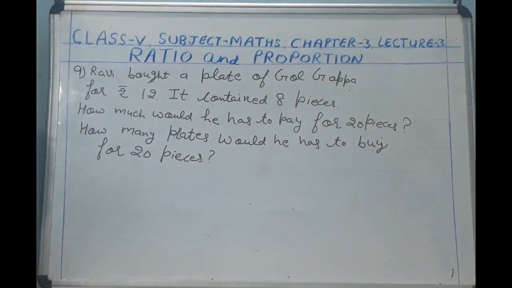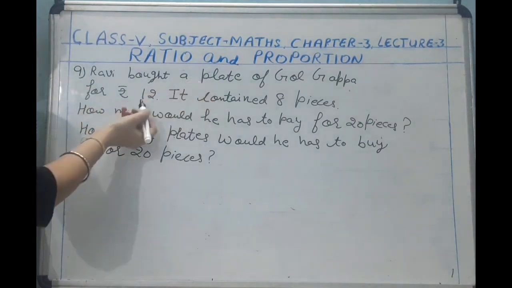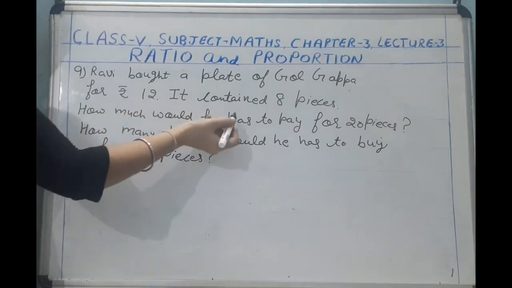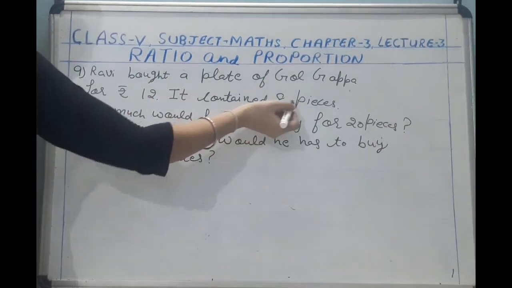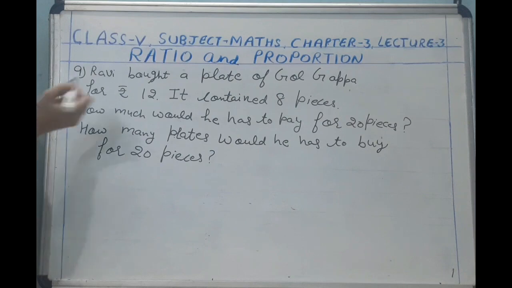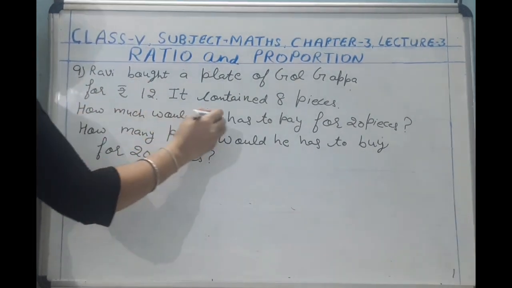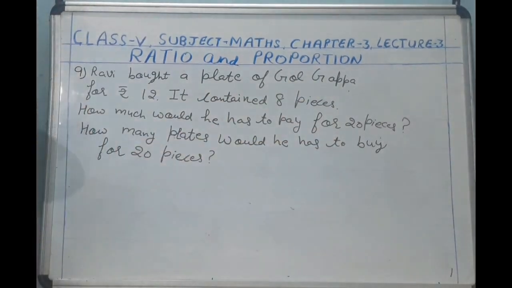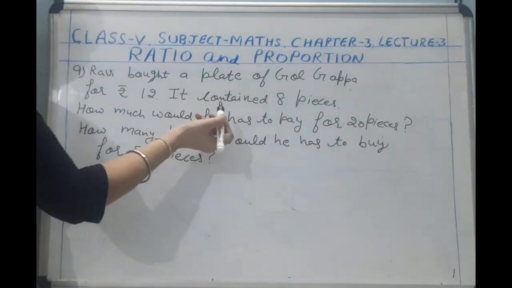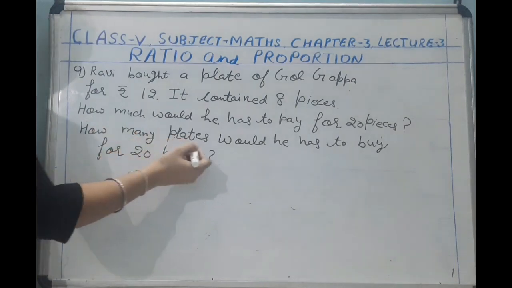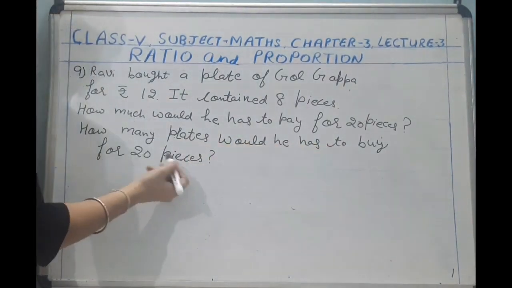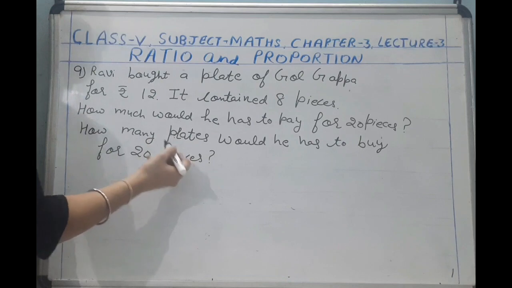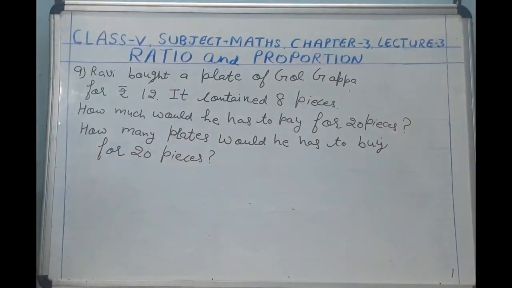Okay, now Ravi bought a plate of Golgappa for ₹12. रवि ने एक प्लेट ऑफ गोलगप्पा परचेज की. एक गोलगप्पे की प्लेट ली 12 रुपीज की और एक प्लेट में कितने गोलगप्पे थे? 8 गोलगप्पे थे. How much would he have to pay for 20 pieces? अगर उसने 20 पीसेस परचेज किए तो उसको कितने रुपीज पे करने हैं? How many plates would he have to buy for 20 pieces? और 20 पीसेस लेने हैं तो उसको कितनी प्लेट्स गोलगप्पे की लेनी पड़ेंगी?